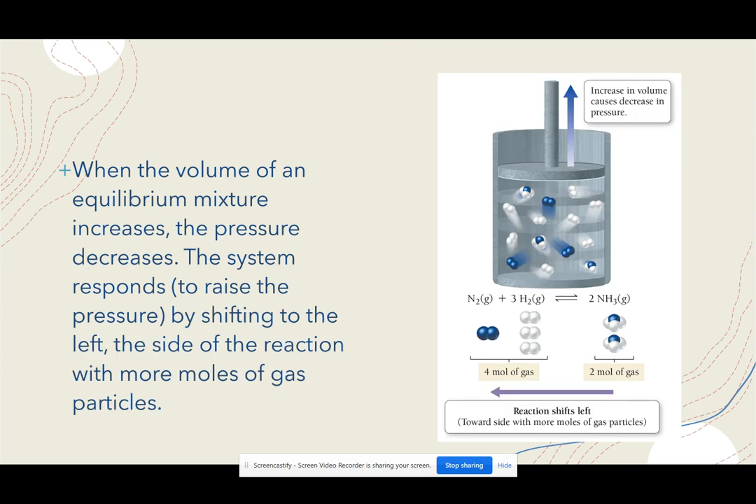If I increase the volume, the opposite is true. So again, we've got our nitrogen plus hydrogen in equilibrium with our ammonia. In this case, I'm going to increase the volume, which means the pressure is going to decrease. The system needs to shift to increase the pressure, to replace the lost pressure. So we're going to shift to the side that has more gas particles. In this case, we're going to shift to the left. Now, the left doesn't always have more gas particles than the right. You're going to have to look at the coefficients. Each equation is going to be different.